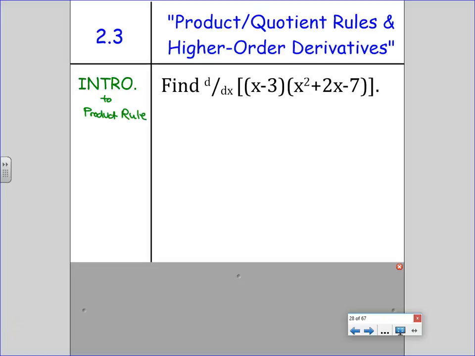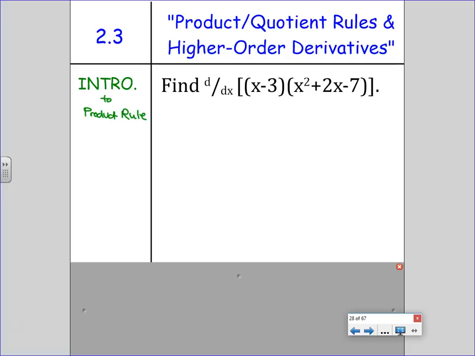Section 2.3, product and quotient rules in higher ordered derivatives. But before the higher order derivatives, just a hint, that'll be tomorrow. If you get somewhere in homework where it says something about acceleration, just tap out and be like, no, not yet. But that's at the end of homework.